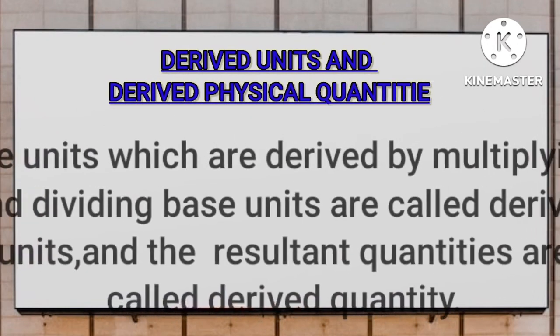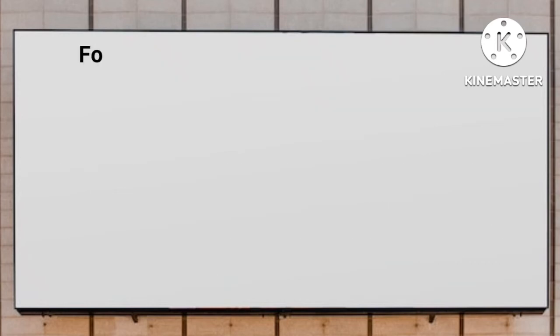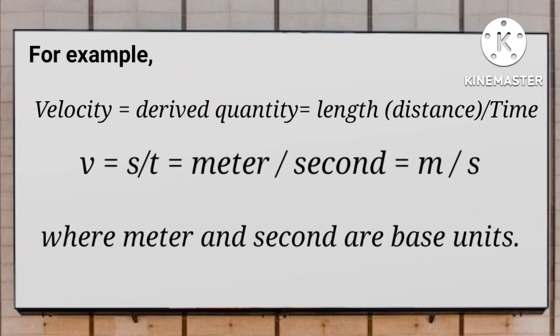Now let's talk about derived units and derived physical quantities. The units which are derived by multiplying and dividing base units are called derived units, and the resultant quantities are called derived physical quantities. Let's take the example of velocity, which is derived by dividing length by time. The units of length and time are meter and second, which are both base units, and the resultant unit is meter per second, which is a derived unit, and velocity is a derived physical quantity.